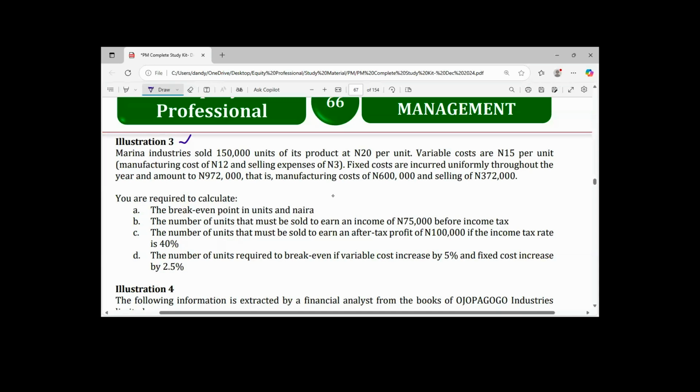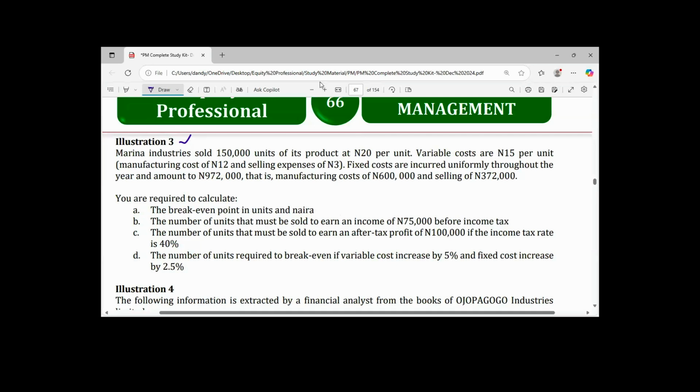You are required to calculate A, the break-even point in units and naira, B, the number of units that must be sold to earn an income of 75,000 naira before income tax. Then C, the number of units that must be sold to earn an after-tax profit of 100,000 naira if the income tax rate is 40%. Then D, the number of units required to break even if variable costs increase by 5% and fixed costs increase by 2.5%. So you want to determine break-even points in units and in naira based on the information available.